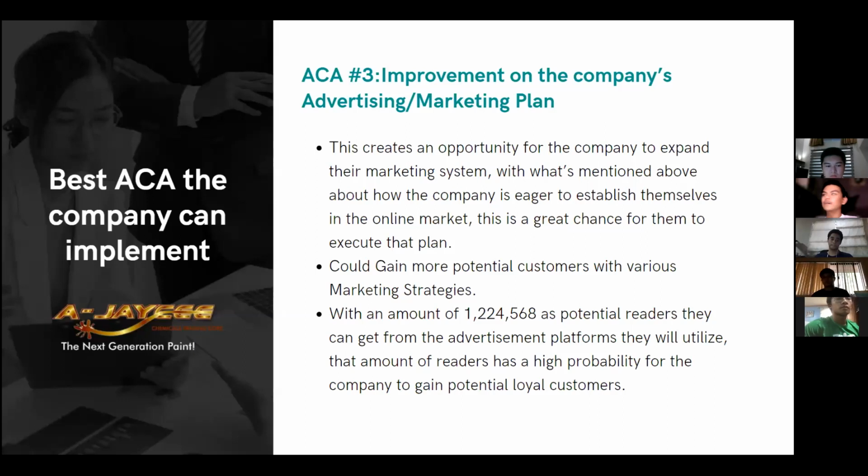Based on all the three alternative courses of action and spreadsheet models, the group provided the third ACA as the most recommended by the group. This creates an opportunity for the company to expand their marketing system, and since they are eager to establish themselves in the online market, it's a good time as well for the company to do this because we're in a pandemic situation. And it would be difficult for them to gain potential customers if they would just rely on traditional marketing by providing brochures and flyers to people.